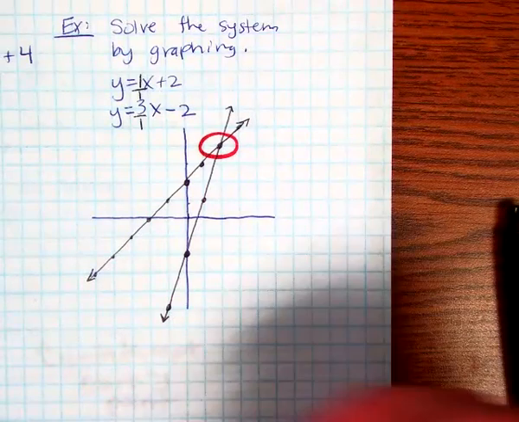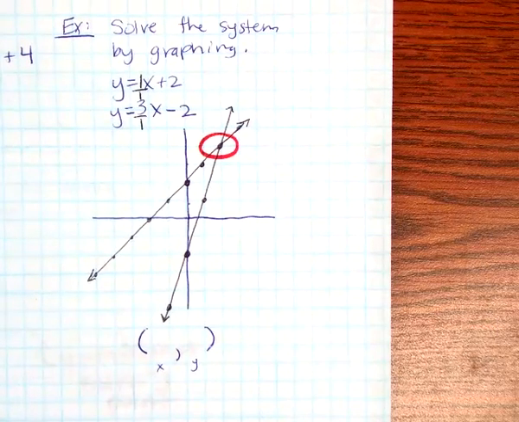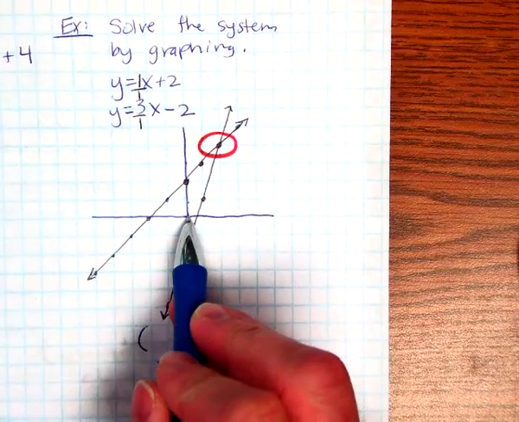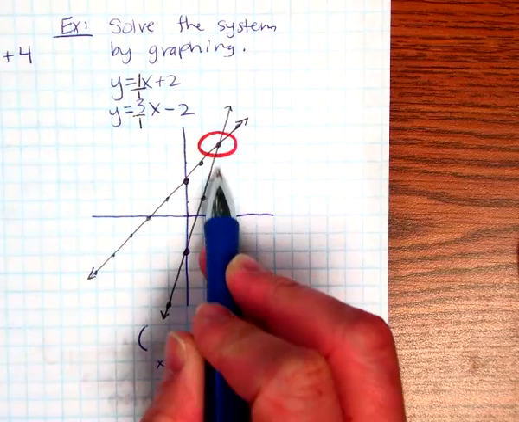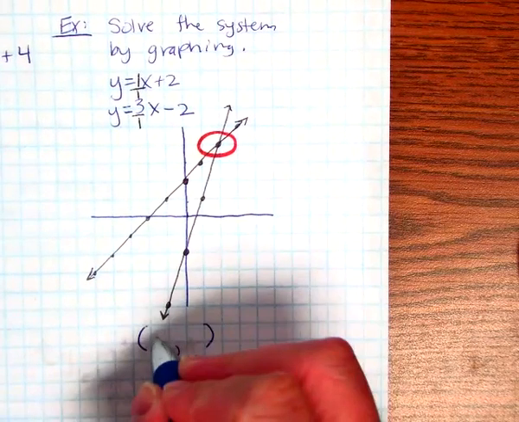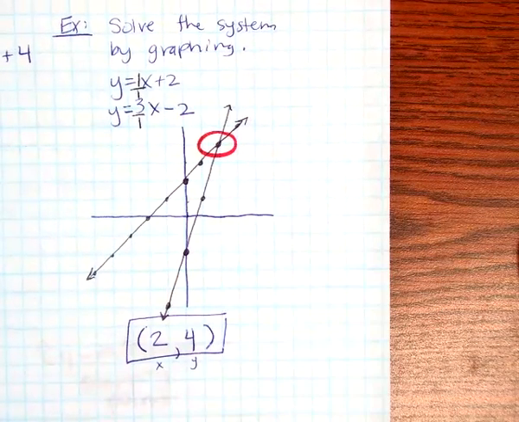So all I have to do is say what this point is. So our solution to this is a point, which means I need x, comma, y. That point was on the x-axis 1, 2, and on the y-axis up 1, 2, 3, 4. So positive 2, positive 4. That is the solution to this.